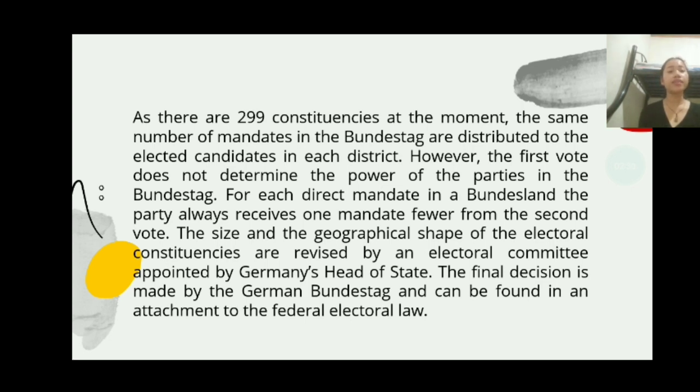As there are 299 constituencies at the moment, the same number of mandates in the Bundestag are distributed to the elected candidates in each district. However, the first vote does not determine the power of the parties in the Bundestag. For each direct mandate in a Bundesland, the party always receives one mandate fewer from the second vote. The size and the geographical shape of the electoral constituencies are revised by an electoral committee appointed by Germany's head of state. Of course, the final decision is made by the German Bundestag and can be found in the attachment to the federal electoral law.